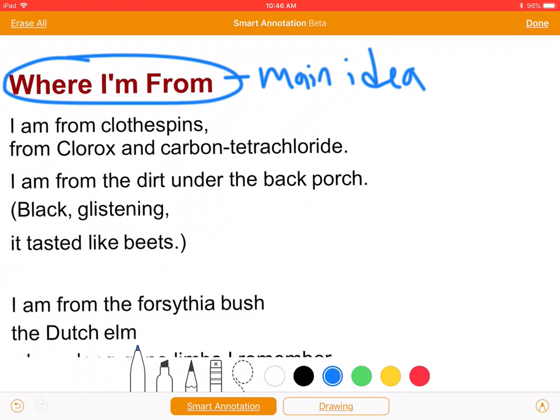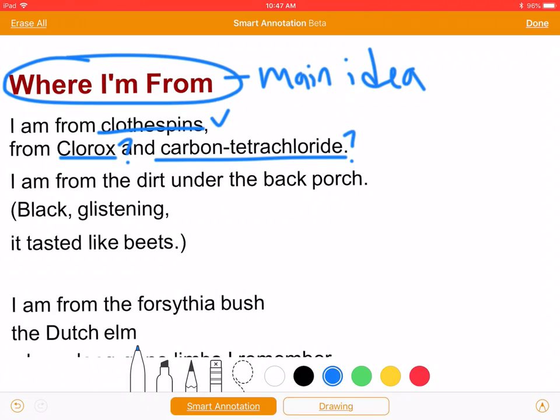So let's go ahead and get started, and let's read the first line. So the first line says, "I am from clothespins, Clorox, and carbon tetrachloride." Now, if you're like me, you might know what clothespins are, but you don't know what Clorox and carbon tetrachloride is. So I put a couple question marks there, and then I turn to my trusty friend Google to help me out.